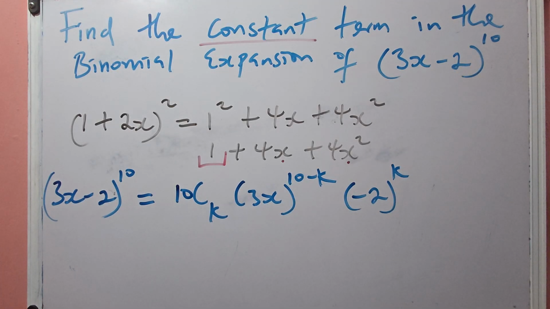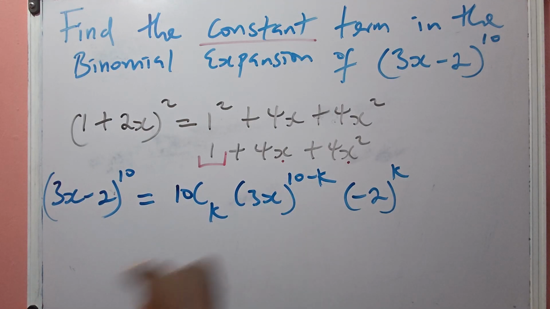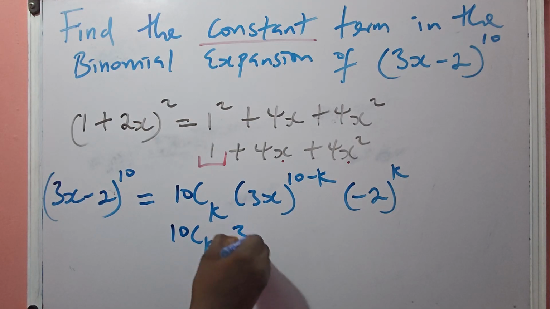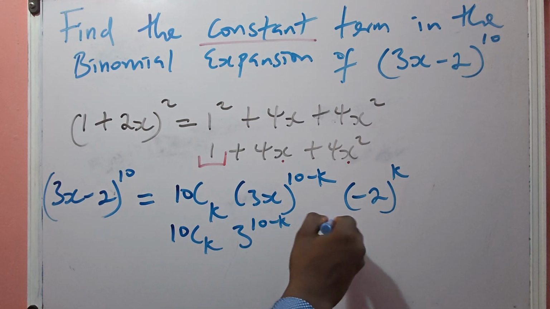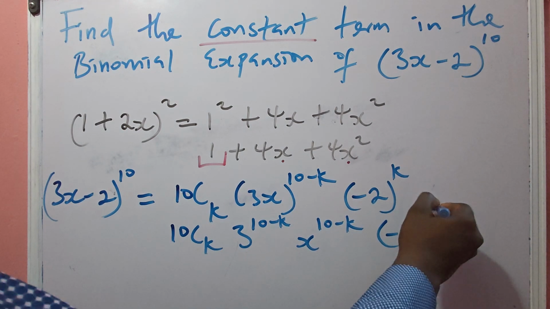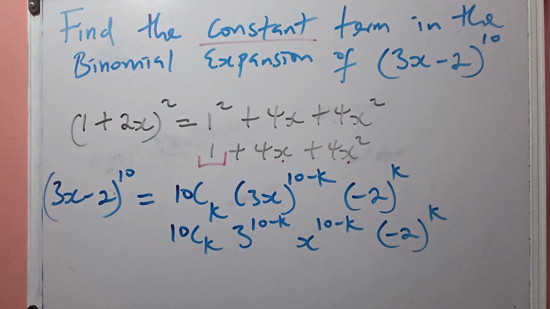All right. So now this is the first step while trying to find a constant term. I would advise that when you have a situation like this, you can split it up so that you'll be having 10 combination k, 3 raised to the power 10 minus k, and then x raised to the power 10 minus k, then minus 2 raised to the power k. All right, you can leave the bracket out or use the bracket depending on what you prefer.